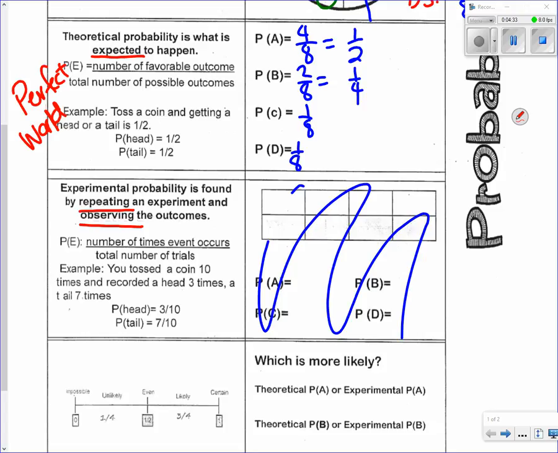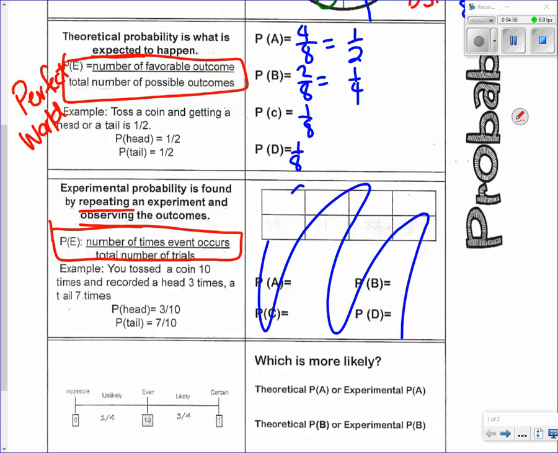So if we look to find the probability, how you find it is the number of times an event occurs out of the total number of trials, okay? So this is very important because this is how we are going to set it up. Just like in theoretical, what I just boxed is how you're going to set it up.